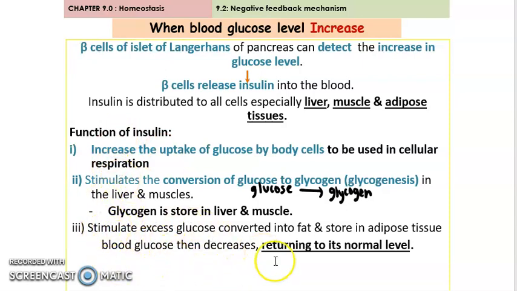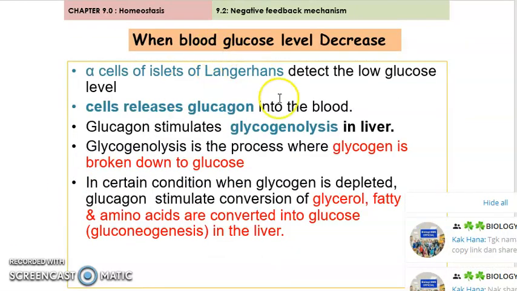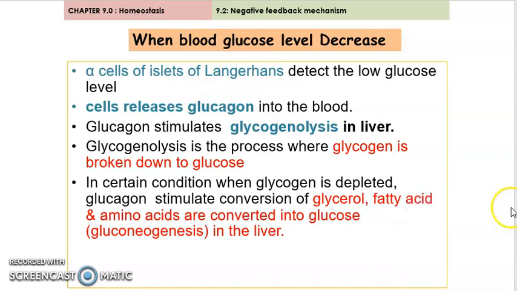It will be decreased and then it will return to its normal level. Okay, and then awak mesti kena compare when blood glucose level decrease. So kalau tadi bila berlakunya increasing of the blood glucose level, beta cell of islet of Langerhans will detect the increasing of the blood glucose level and secrete insulin. Tetapi bila blood glucose level decrease, alpha cell of islet of Langerhans will detect the low glucose level.